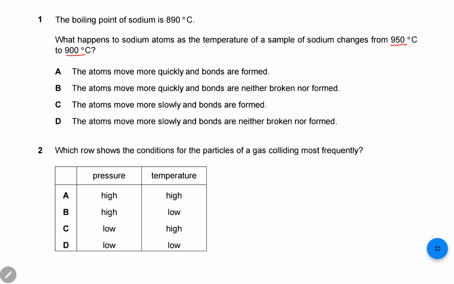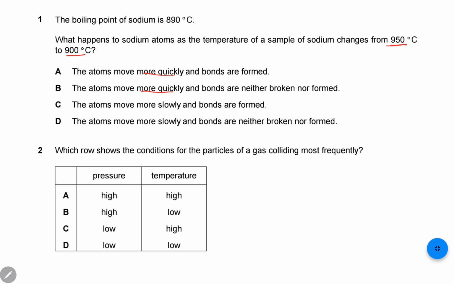And the exothermic type of reaction, they're saying the atoms move quickly? Not really, because temperature is dropping. So that cannot be the case. B, the atoms move more quickly. The issue of atoms moving quickly when temperature is dropping is a lie. That one does not exist. Then C says atoms move more slowly and bonds are formed. D says the atoms move more slowly and bonds are neither broken nor formed. Which one is your correct answer here?